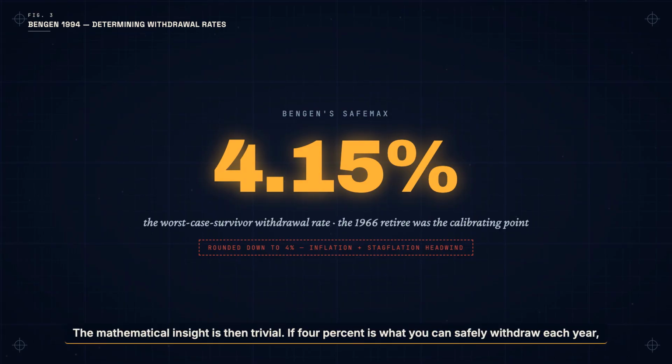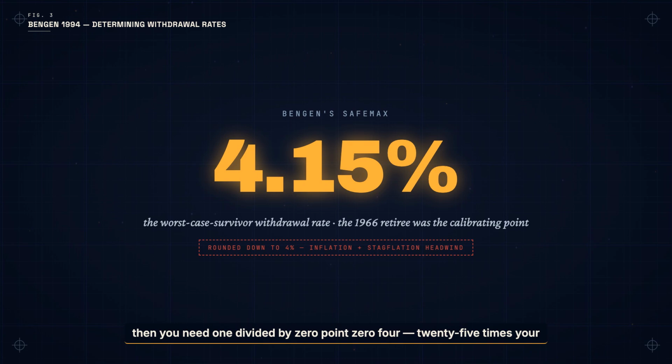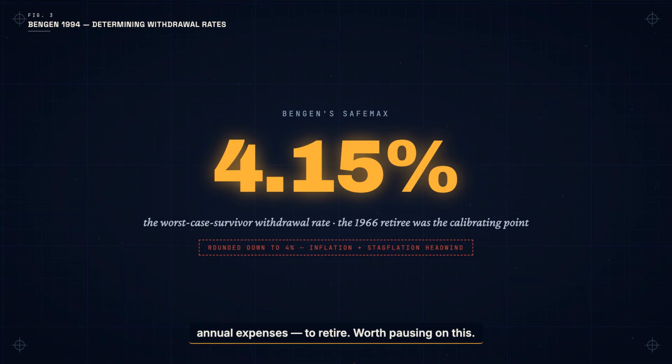The mathematical insight is then trivial. If 4% is what you can safely withdraw each year, then you need 1 divided by 0.04, 25 times your annual expenses, to retire.